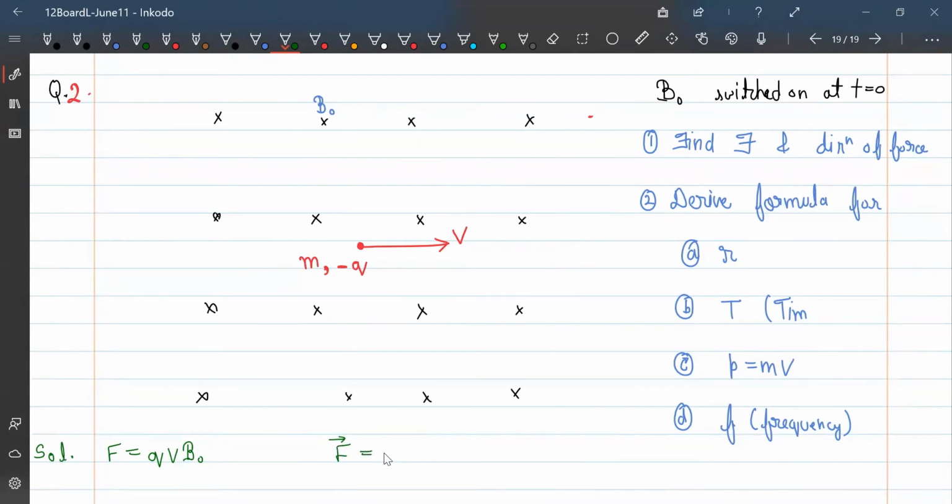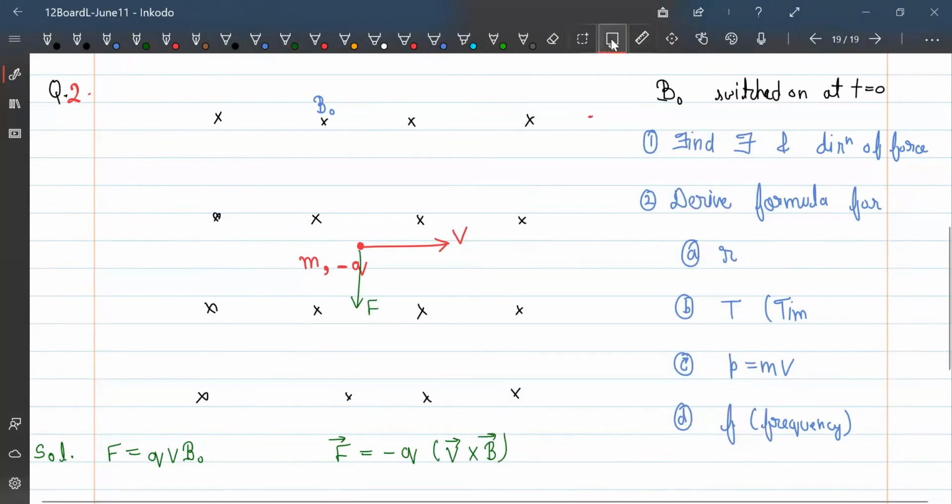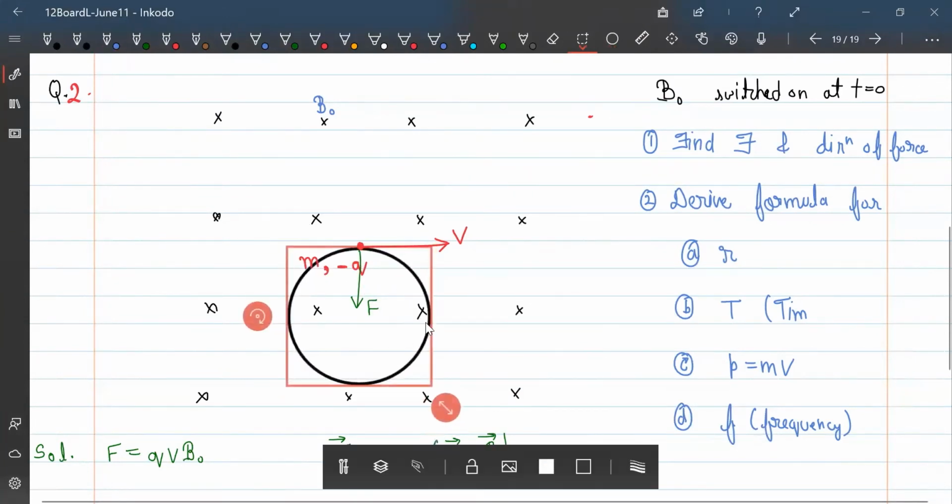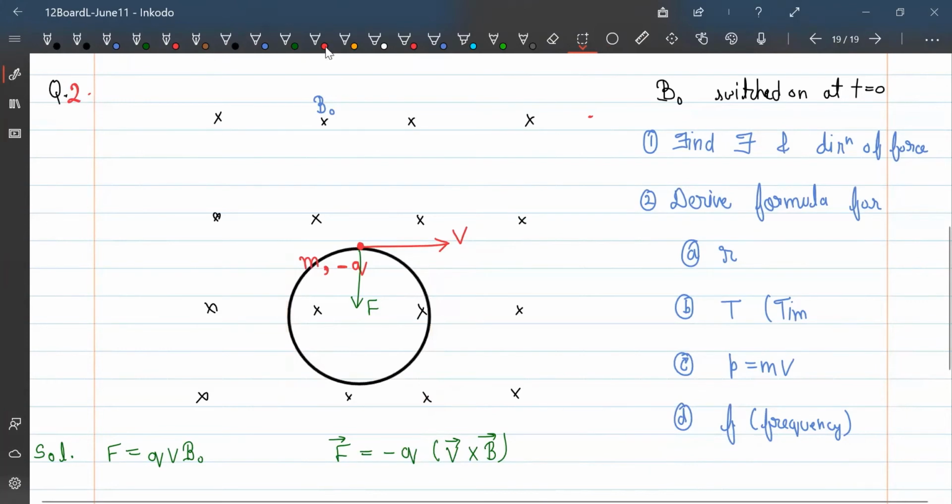So instead of q, there is minus q. We solve for v cross B, but the direction of the force will be opposite to v cross B. So the force will be in the downward direction, and the circular motion will be like this. That's it, and the rest of the things will remain the same.